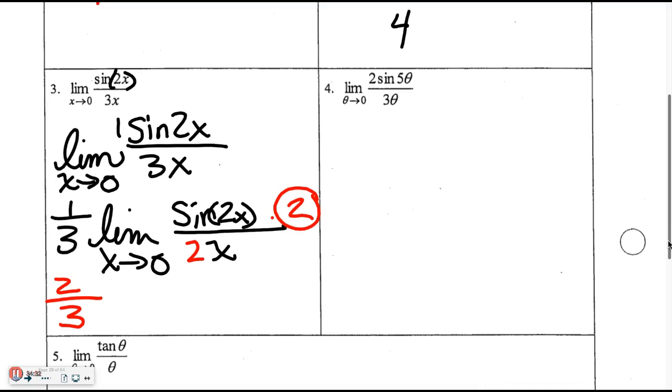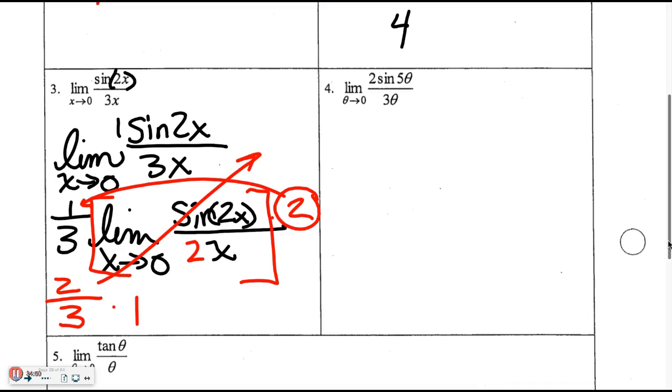All right, so you're right. That 2 is going to come out front, which is going to give me a 2/3. And then look at what's left. The limit as x approaches 0 of sine of some stuff over the exact same stuff, which we just showed on our calculator, always goes to 1.